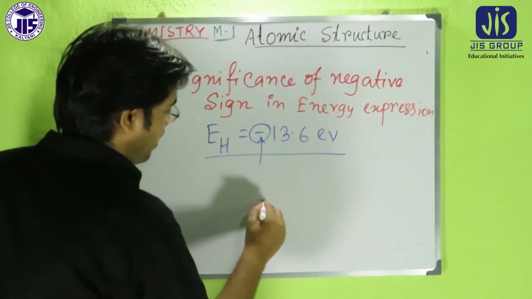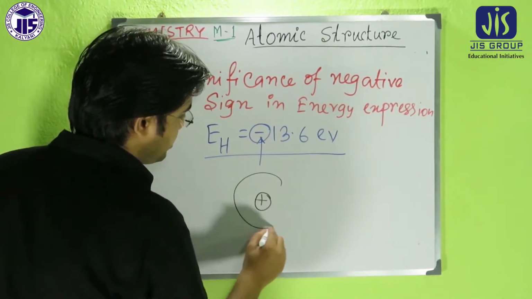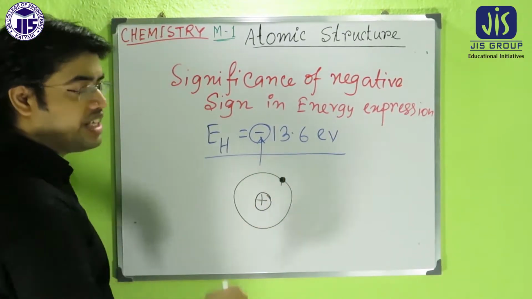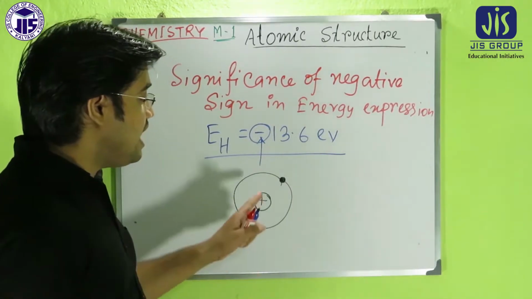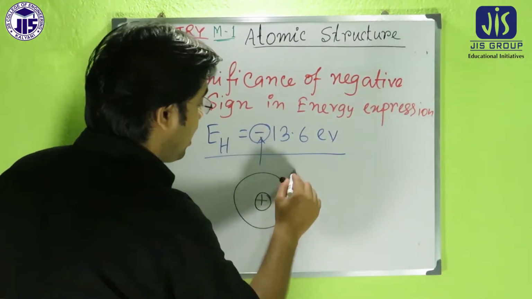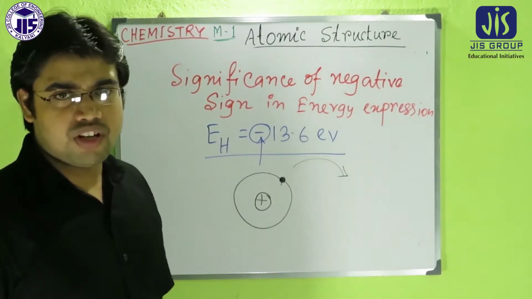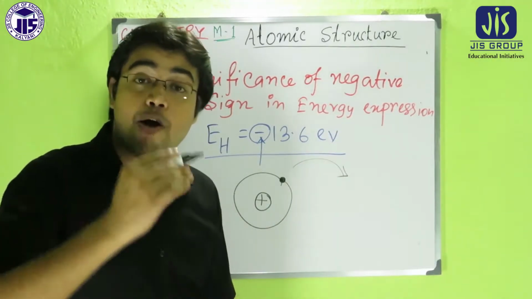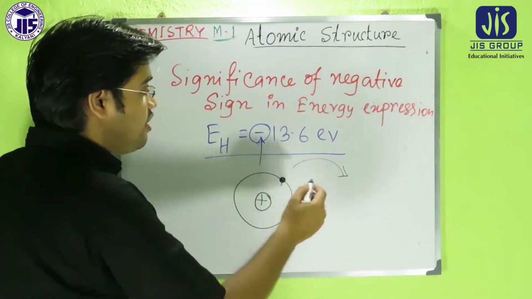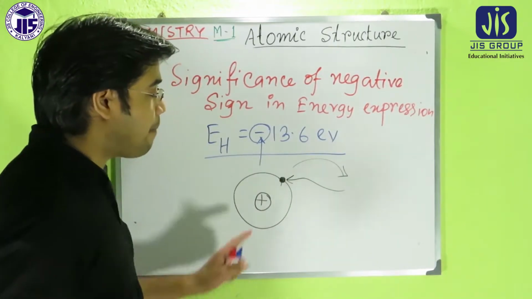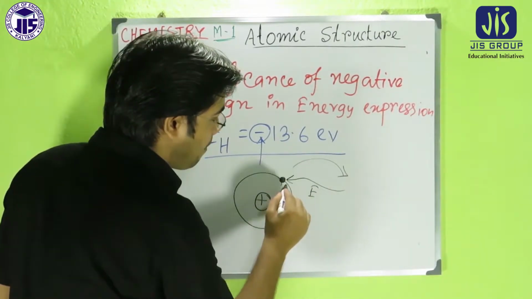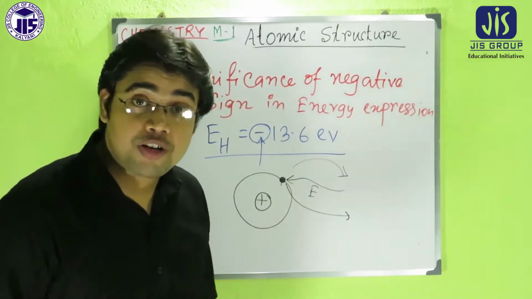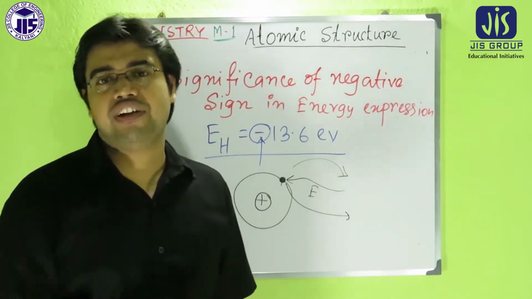So now think about the fact that if it is the nucleus and if it is a particular orbit and it is the electron, so electron is revolving here. That means electron is more stable here than outside of the atom. So electron is more stable in the atom than outside of the atom. That means we have to apply energy to remove the electron from the atom. So that is the significance of the negative sign.